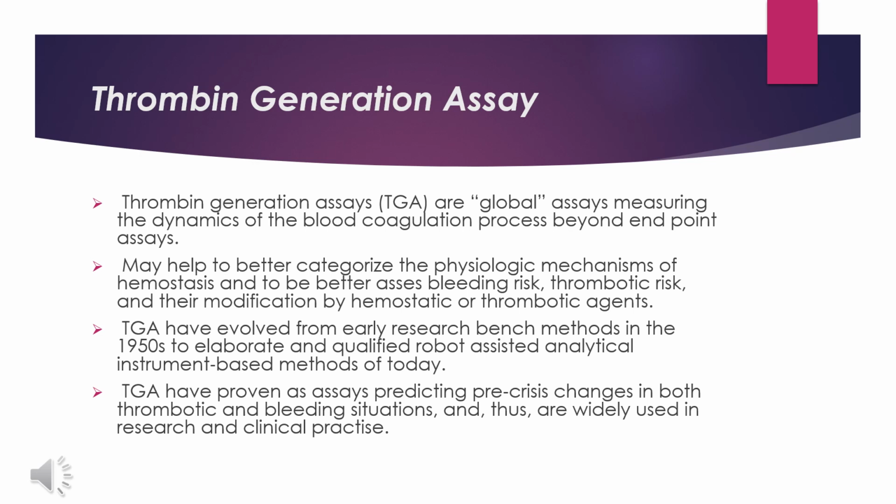Thrombin generation assays have evolved from early research methods in the 1950s to elaborate, qualified, robot-assisted, analytical instrument-based methods of today. So the TGA has proven to be an assay predicting pre-crisis changes in both thrombotic and bleeding situations, and those are widely used in research and clinical practice.